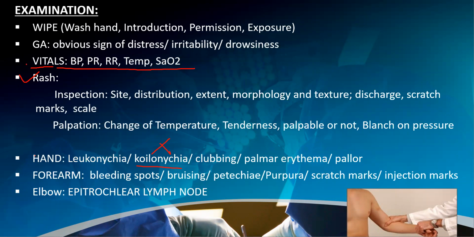Once you have done with the rash, then start with the hand and then move upwards. On the hand, you look for leukonychia, which is whitening of the nail. You look for koilonychia, which is a spoon-shaped nail.